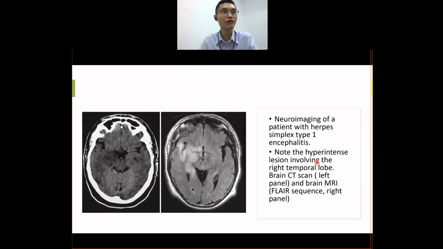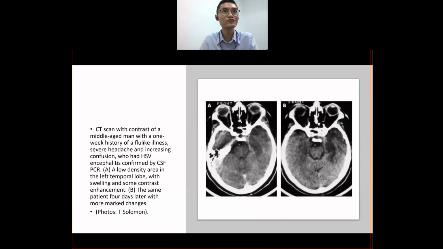I forgot to mention that these two CT scans were done 4 days apart. Sometimes if you do the CT scan too early, you'll probably see some faint changes, but you're probably not very sure. If you repeat it later, for example, in this case 4 days later, you can see that there is confluent hypodensity over the medial temporal lobe.